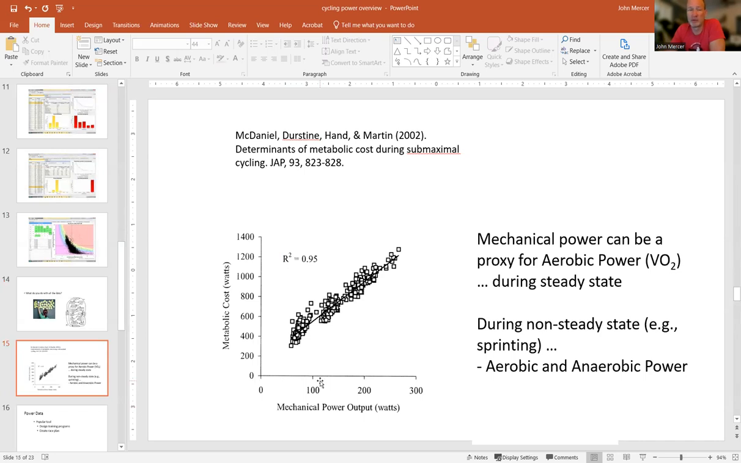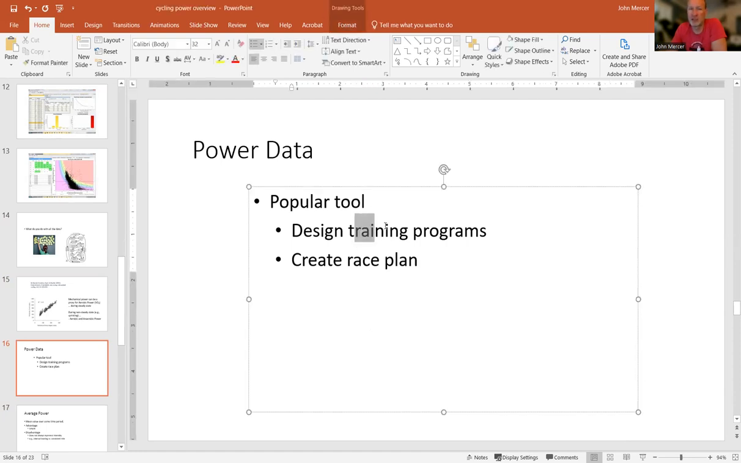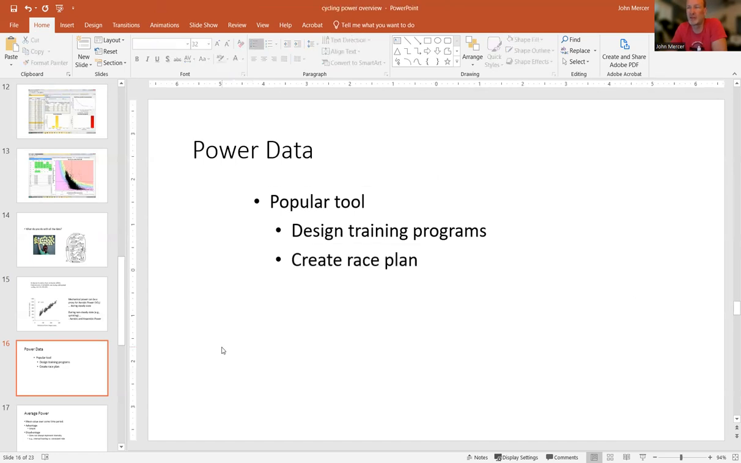Mechanical power is a really good predictor of VO2. So it ends up being an easy tool that doesn't cost $40,000 to $50,000, and I can put it on the bike and I can view the data in almost real time. It becomes a really popular tool to use not only for designing training programs, but also creating a race plan. When to plan to use a lot of power, or when to back off on power based upon the course logistics.